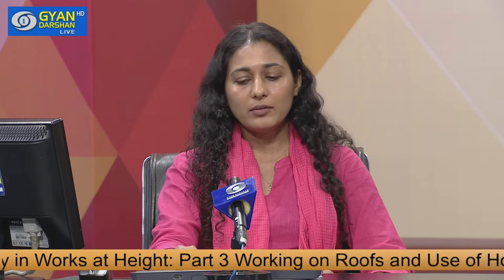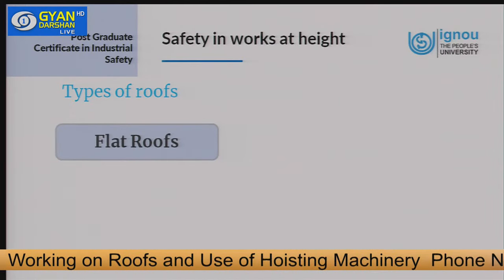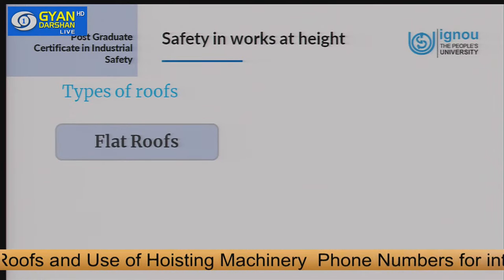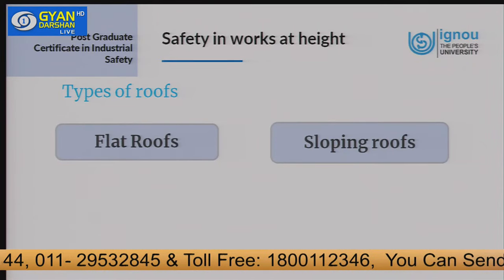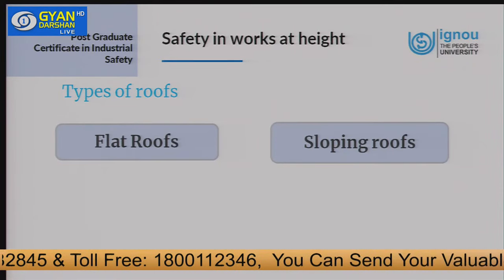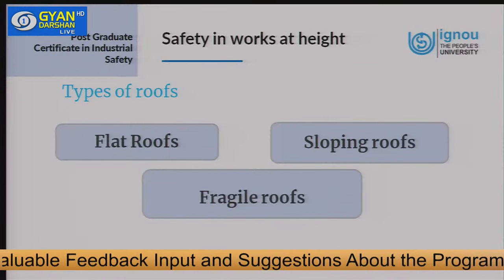So the first one is flat roof, which, as the name itself says, is one which is flat, where there is no slope or anything of that sort. And there is a certain precautionary mechanism that we need to take on flat roofs. The next is sloping roof. Any roof that has an angle, an inclination of more than 10 degrees, is called a sloping roof. And we need to take precautions while working on sloping roofs also. The third kind of roof, which we discussed just now, is the fragile roof.